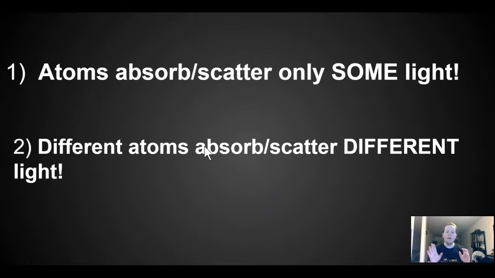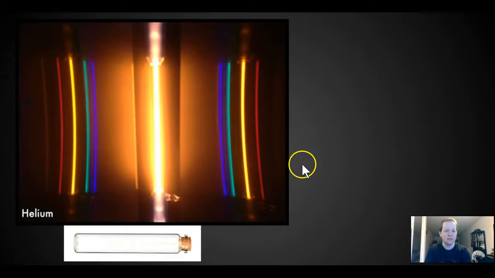So what we saw from our simulation, that website, atoms absorb and scatter only some light. It wasn't all of it, it was only some. And different atoms absorbed and scattered different types of light. Interesting. Now, I'm sorry we're not in class because this is something we would do in class.